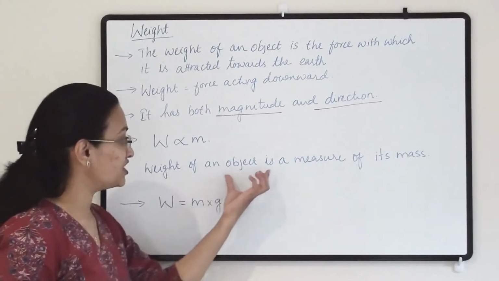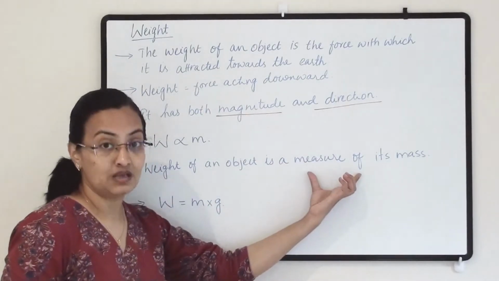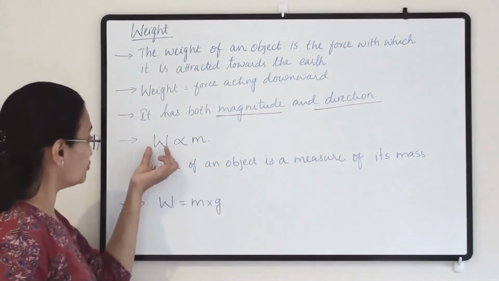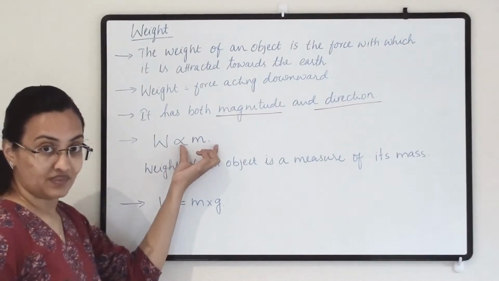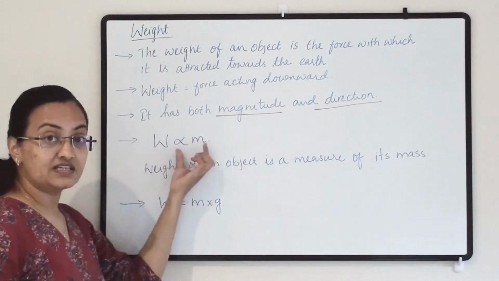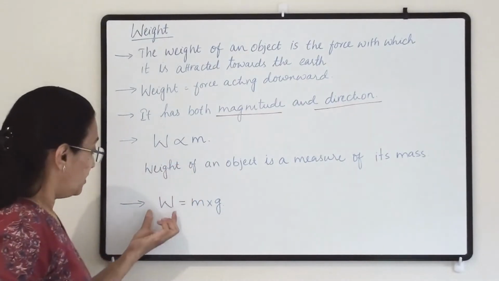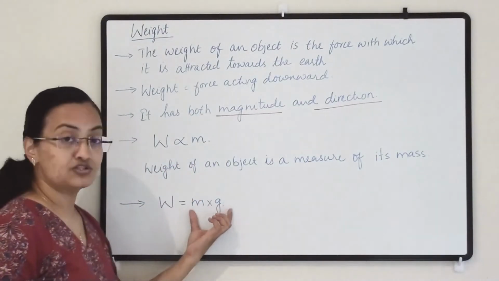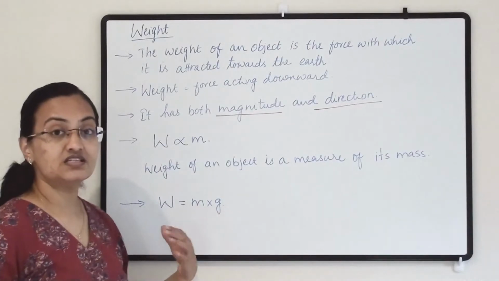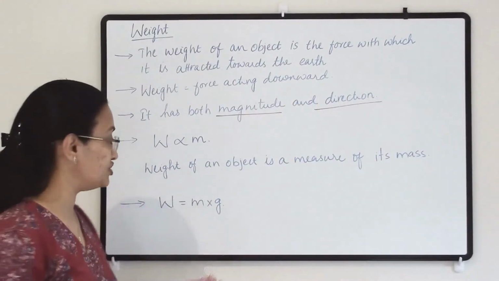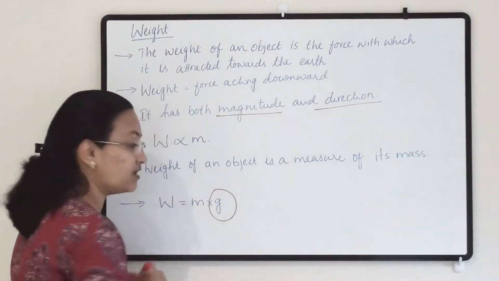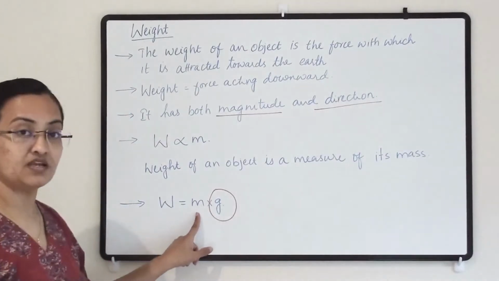Weight of an object is a measure of its mass. So W is proportional to m. As W increases, mass will also increase, and vice versa. We know that W equals mg. So weight depends upon g, because mass will remain constant.